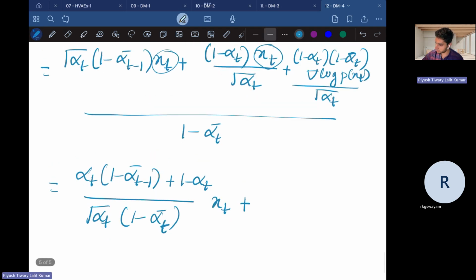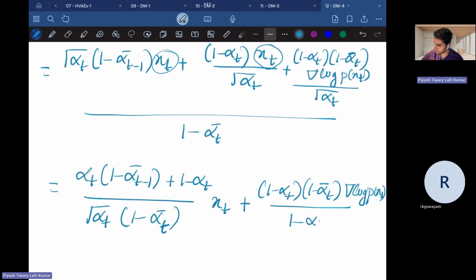Plus, okay, so things might cancel out here. 1 minus alpha t into 1 minus alpha t bar grad log p of xt, okay, whole thing divided by 1 minus alpha t bar into square root of alpha t, right? This thing gets cancelled out, right?